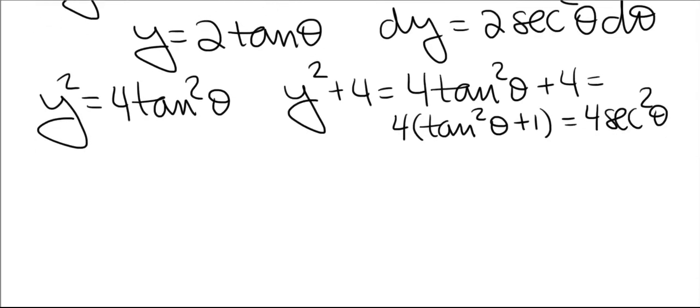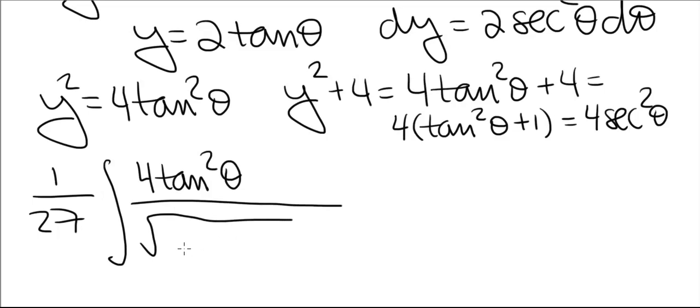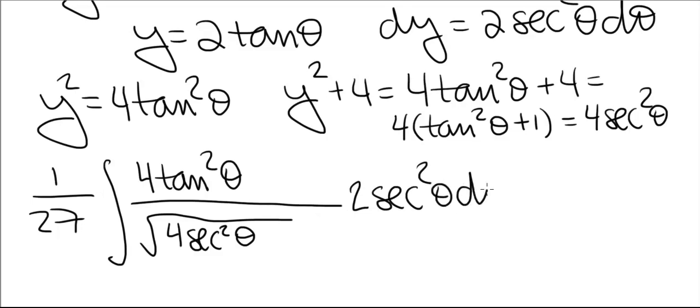So let's go to the integral and replace now everything that was in variable y with variable theta. So we have 1/27 in front. We had in the numerator y squared. Y squared is 4 tangent squared theta. Inside the radical we had y squared plus 4. It is now 4 secant squared theta. And we also have dy, which is 2 times secant squared theta d theta.